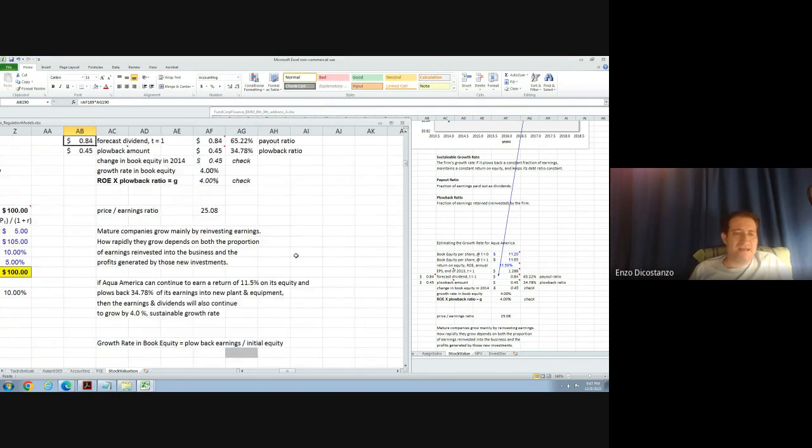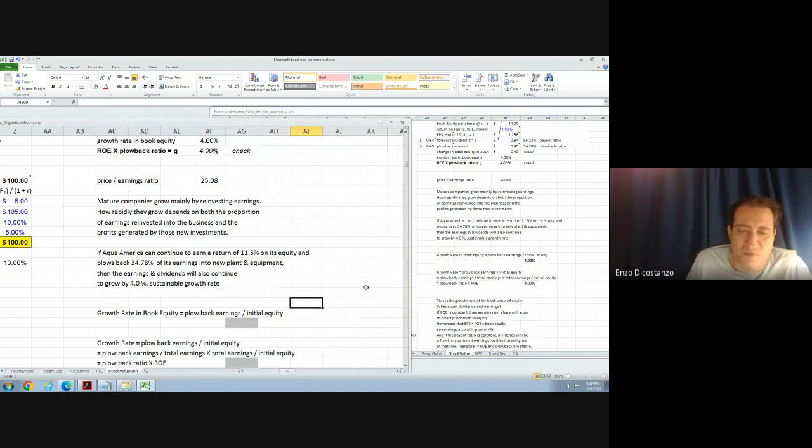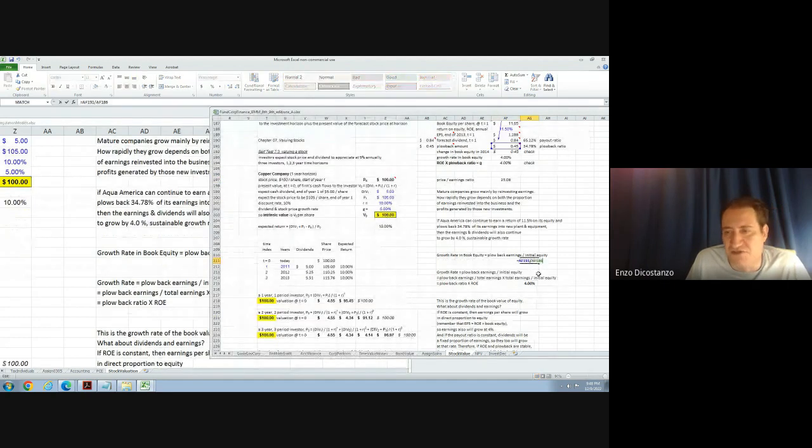Okay, and it says mature companies grow by reinvesting earnings, and how rapidly they grow depends on both the proportion of earnings reinvested into the business and the profits generated by the new investments. If this company can earn a return on equity of 11.5% and plowback 34% of earnings into new plant and equipment, earnings and dividends will also continue to grow by 4%. So it's trying to forecast where you're going to get growth by the percentage of plowback. I get why people care about that, but I'm telling you, it's way more complicated than how it's being presented here. But okay, it's a good start though.